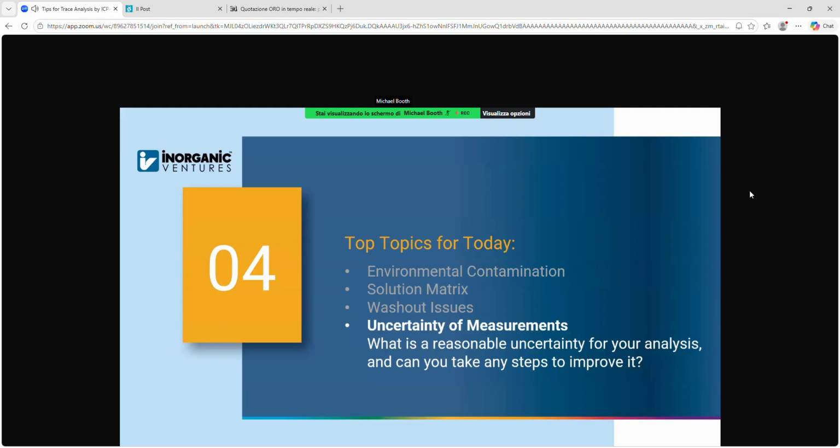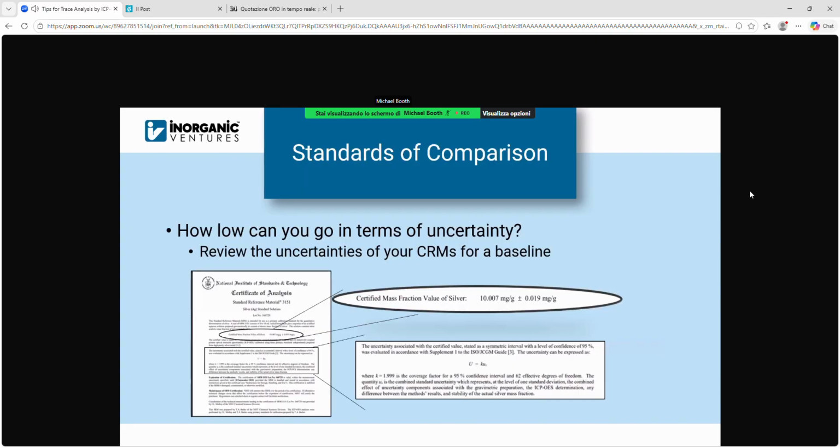All right, so this is going to take us into our last topic for today, and that's going to be uncertainty of measurements. Really, we're going to discuss what is a reasonable uncertainty of your analysis and how you can take steps to improve it. So the first topic is how low can you go in terms of this uncertainty? And this is where you need to review the relative uncertainties of your standards that you're using, because that really sets your baseline. So for us, the standards of comparison that we use, that we trace all of our results back through, are NIST SRMs.